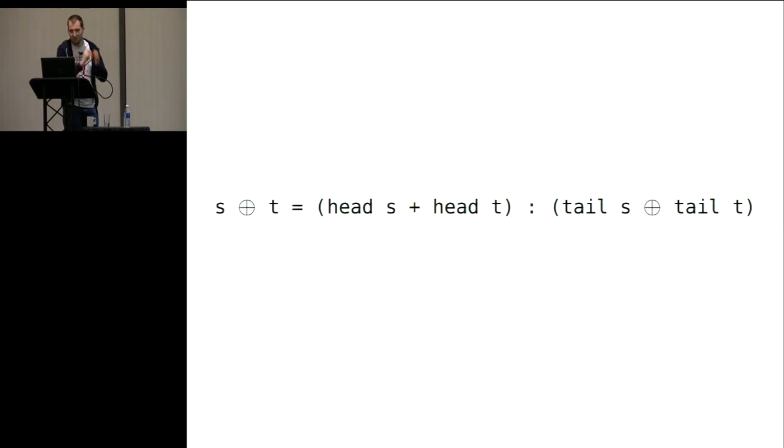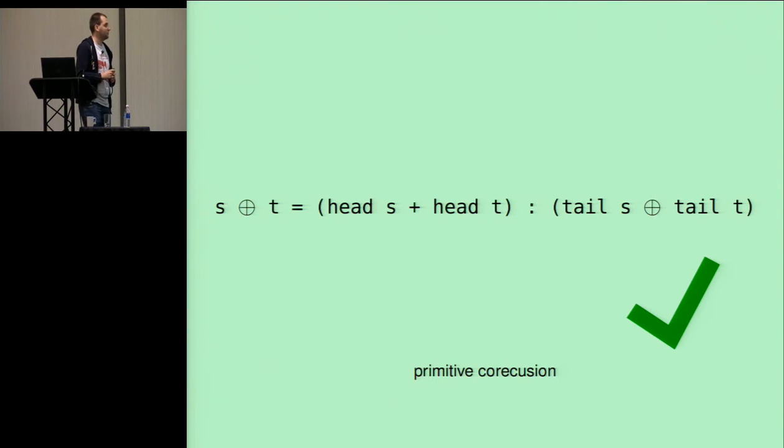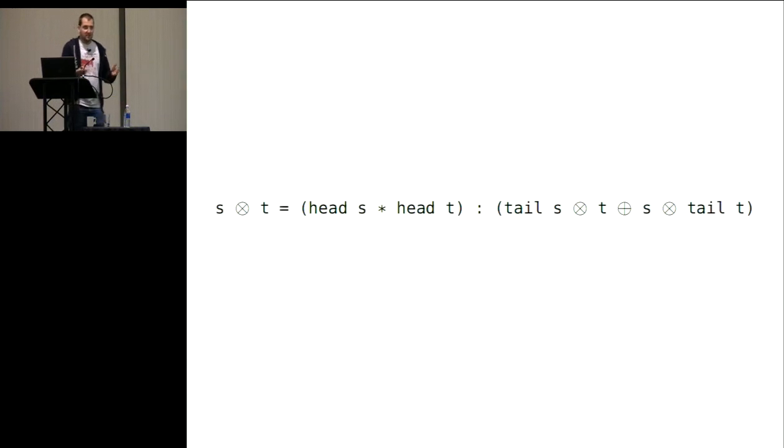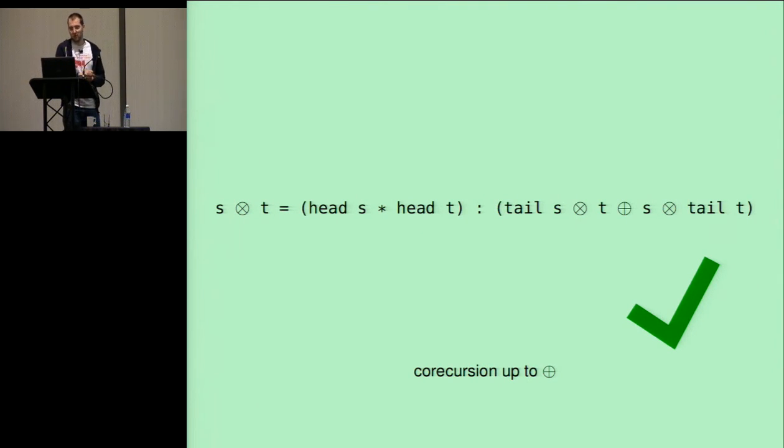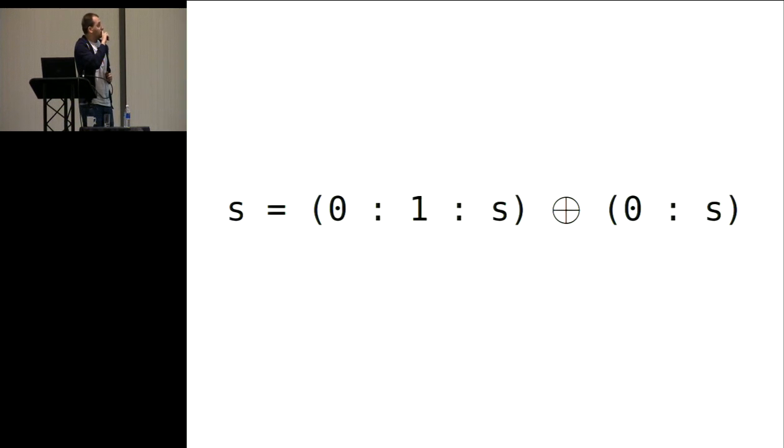This one is easy. It's the pointwise sum of two streams, and it's primitively corecursive. I just need it for further examples. Nothing new. This is the shuffled product of two streams. So here something interesting happens. This looks a little bit like the product rule for derivatives in calculus. So you have two corecursive calls, and they are combined using a plus. So this is also productive. It's corecursive up to this plus operator, because the plus operator occurs before the corecursive calls.